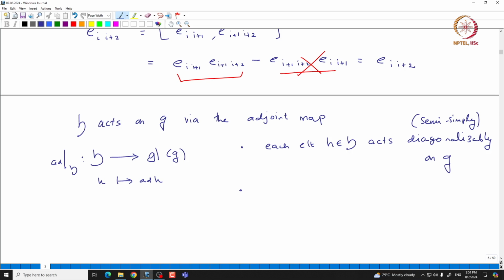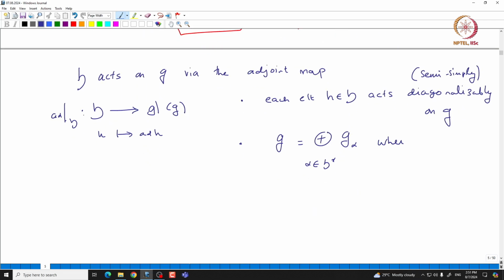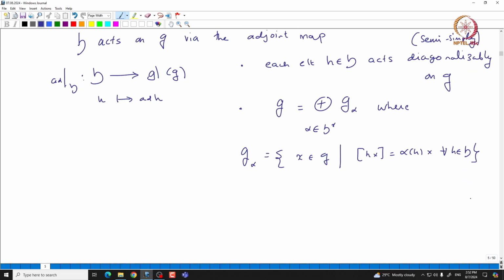eigen decomposition, space decomposition. So, in particular, we can write g as a direct sum of g alpha, alpha coming from h star, where g alpha is the weight space. So, g alpha is nothing but those x in g such that the action of h on x gives alpha of h times x for all h in h. And note that this comes for free from the fact that h is abelian.